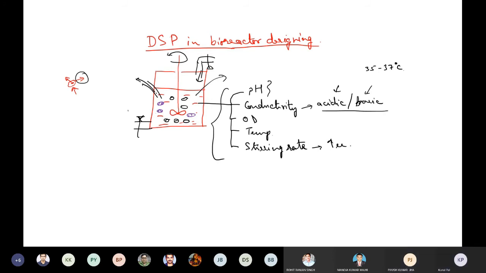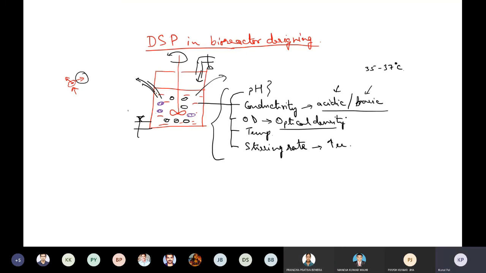Yes, sir. Okay, so anything else? Sir, what is OD? OD, optical density. Do you know optical density? The vessel, the glass vessel density. Glass vessel? No, no, no. Optical density.